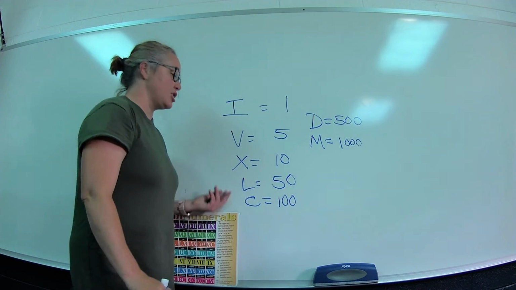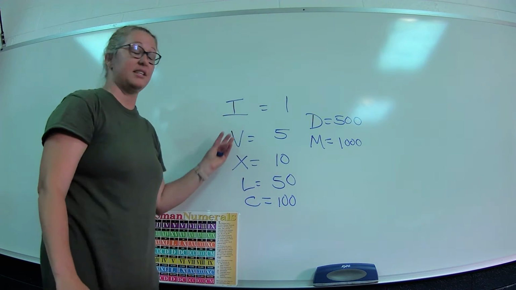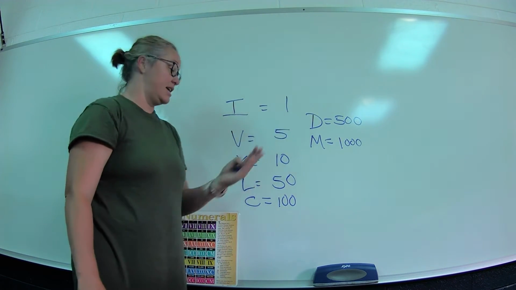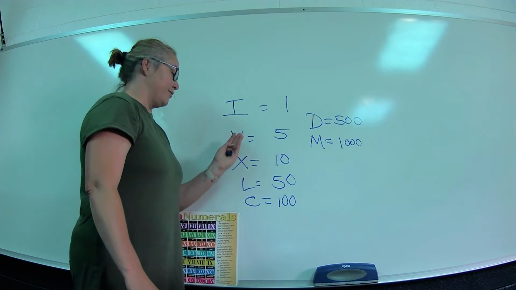We need to make sure we know these equivalents. This Roman numeral I is equivalent to the Arabic number 1. Roman numeral V, 5.